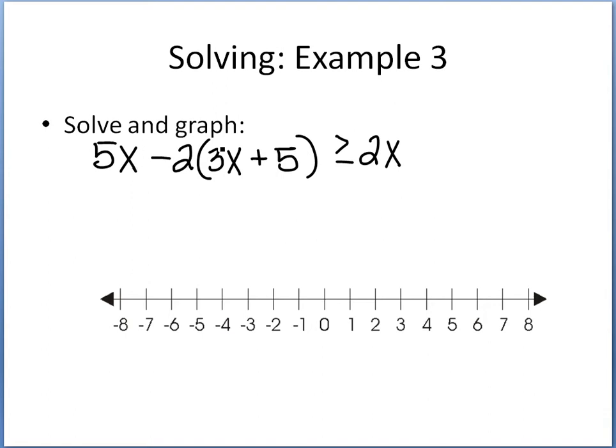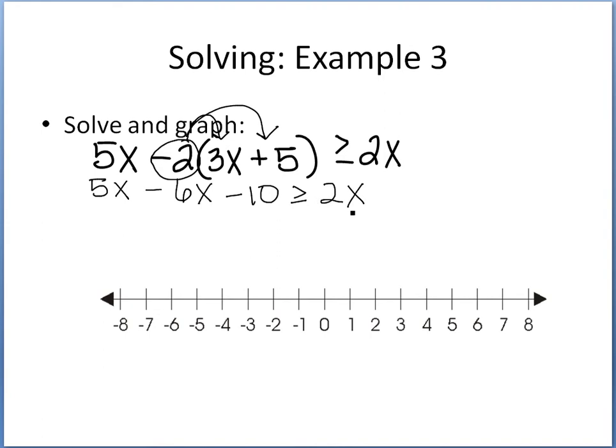Alright, we have distribution to do here, so I'm going to distribute the negative 2. I get a negative 6x minus 10. Don't forget you are distributing a negative 2. Okay, then greater than or equal to 2x. Next I want to see if I can combine any like terms. I can. I have a 5x and a negative 6x. 5 minus 6 is negative 1x. Minus 10 is greater than 2x.